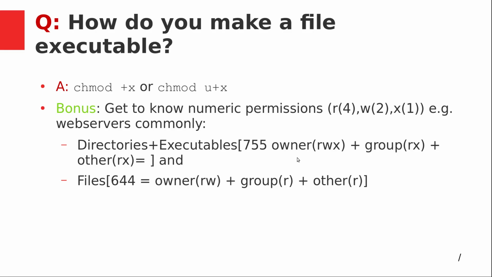And remember, in a directory you need execute rights to be able to navigate through it, I think, or to view it. I forget which way around. And for files, it's just one less. You don't need execute rights, but again, everyone needs to be able to read, and the owner needs to be able to write because they can edit. So how to make a file executable: chmod +x or chmod u+x.